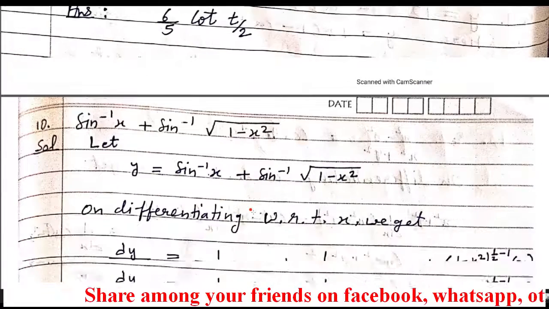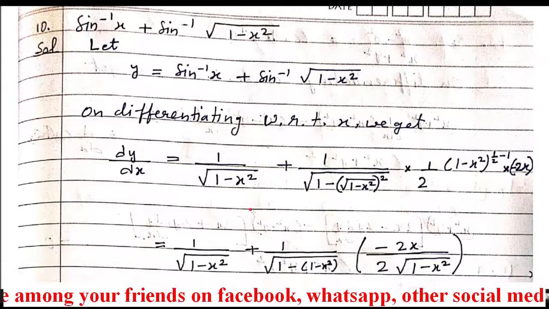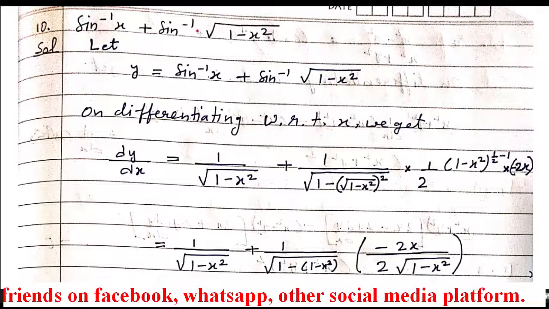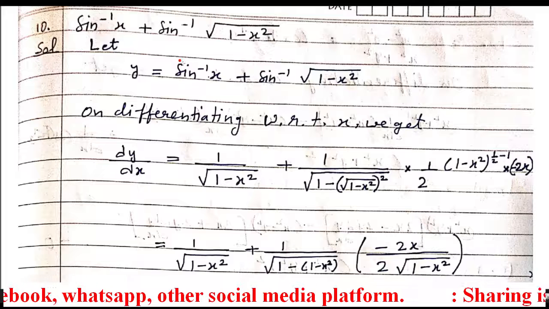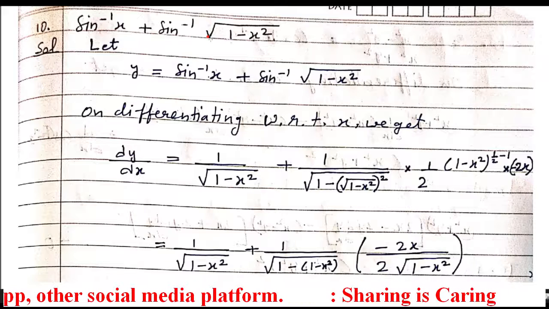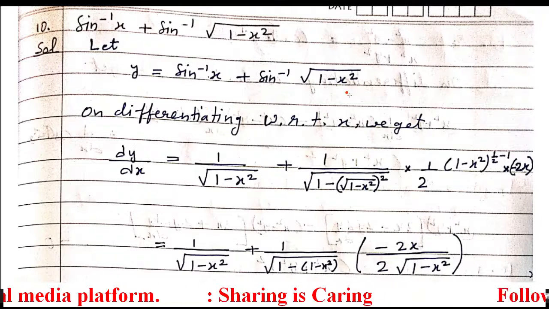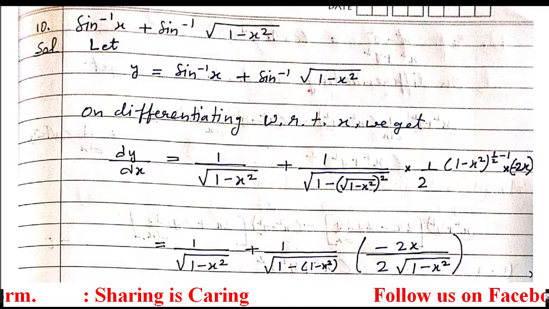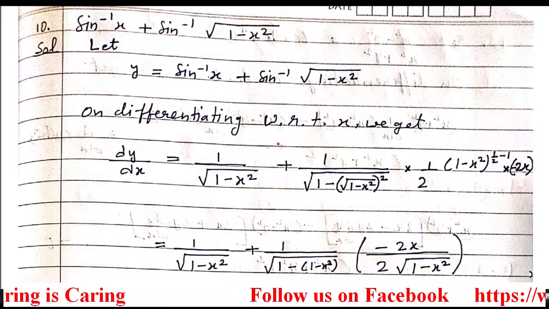Now we move to question number 10. In question number 10, we have an equation like this, and we have to find dy over dx. That's why first I assumed it as y, and directly differentiate, because it's not an implicit function, so we can differentiate it directly with respect to x.